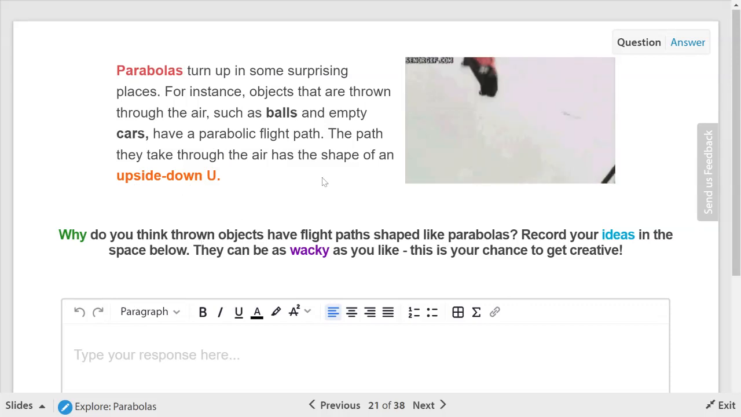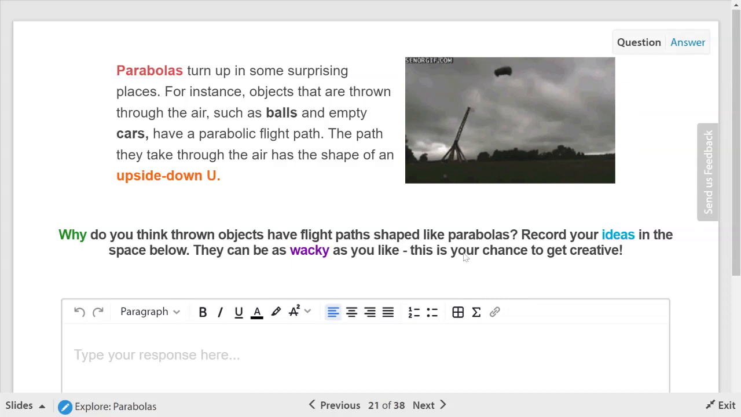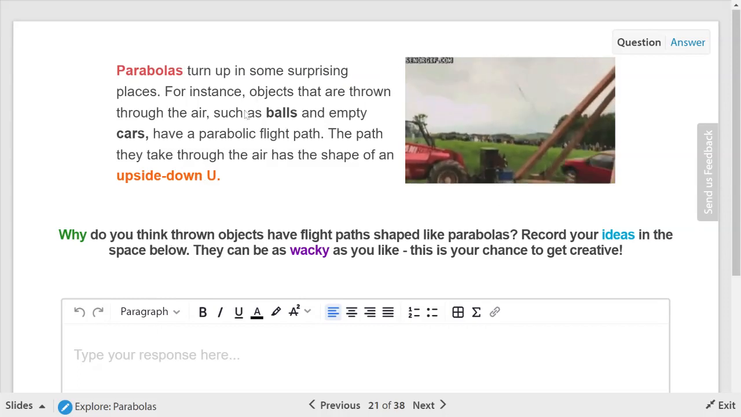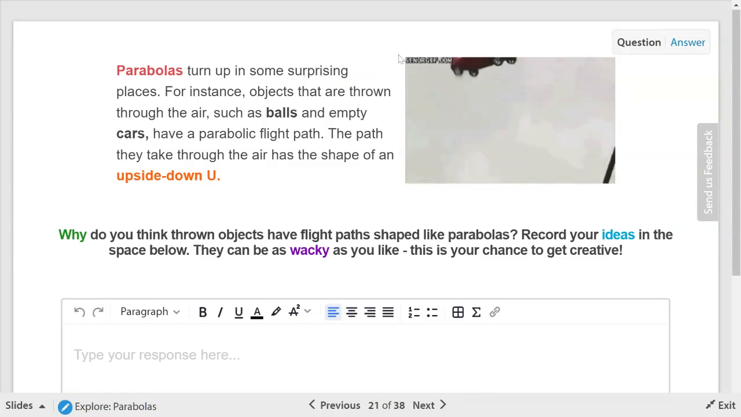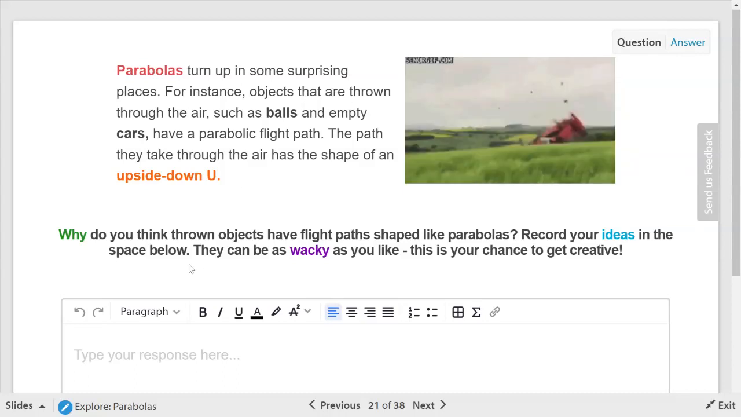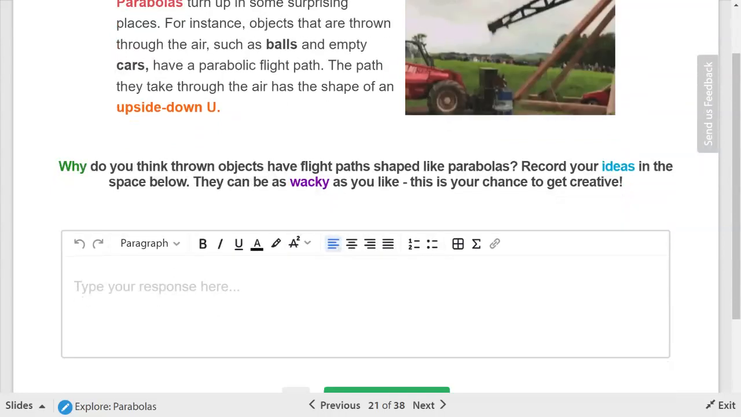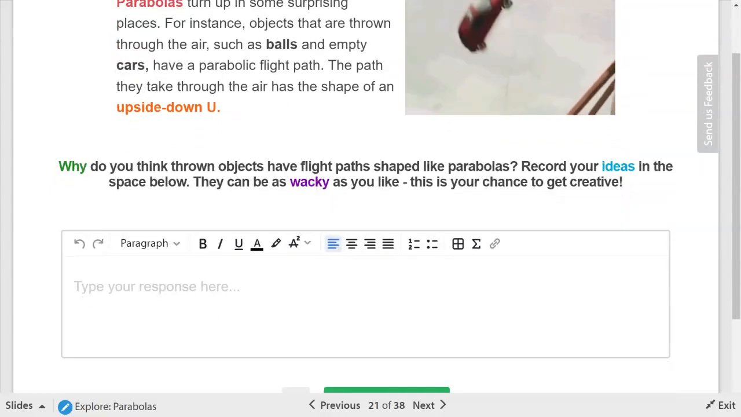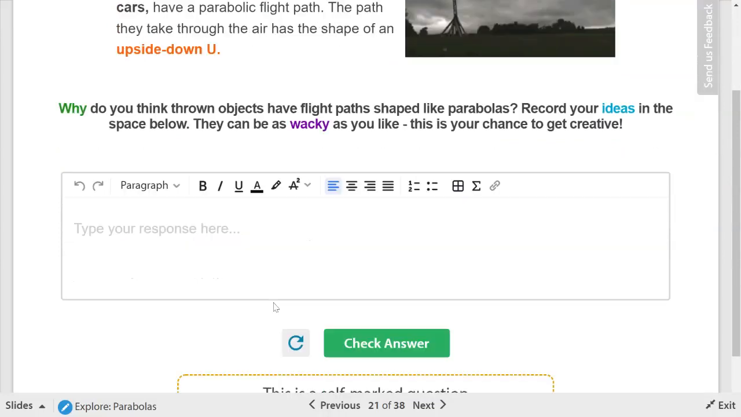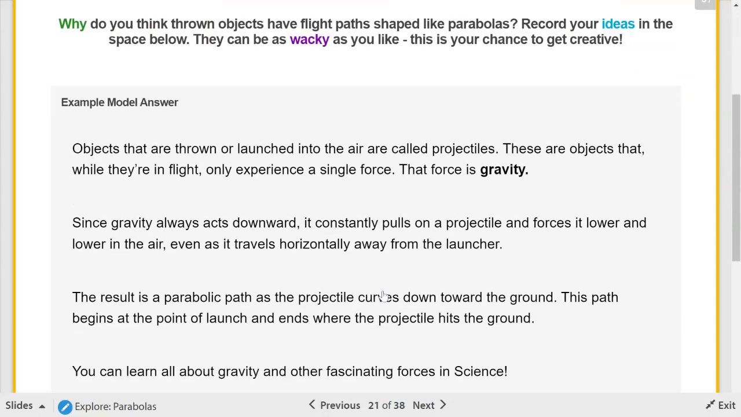If you just throw a ball from one end of the field to the other, or if you kick a ball when you're playing soccer, basketball, or even cricket, every single object that flies up by the law of gravity will have a parabolic shape because there will be some kind of symmetry from where it started to where it ended. So why do you think thrown objects have flight paths shaped like parabolas? Record your ideas in the spaces below. They can be as wacky as you want. You can choose around those ideas, okay?